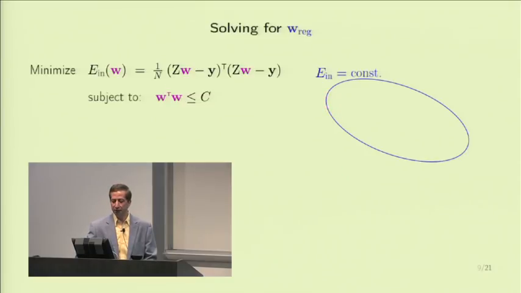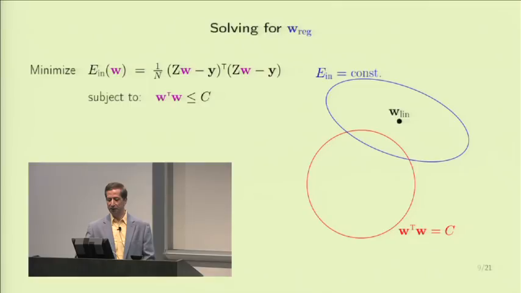When you look at the constraint, it tells you to be inside this circle, okay? So let's look at the centers. What is the center for the ellipses? Well, the center is the minimum possible in-sample error you can get without a constraint, and that we already declared to be W linear, the solution for linear regression. So that is where you achieve the minimum possible E in. And as you go further and further, the E in increases. And now here's the constraint. What is the center of the constraint? Well, the center of the constraint is the origin, just because of the nature of it.